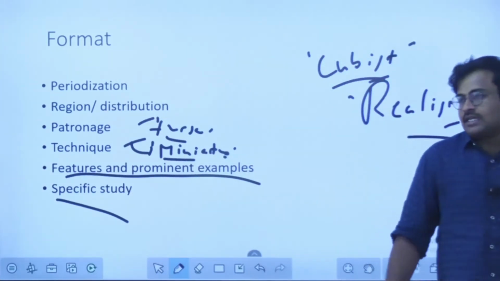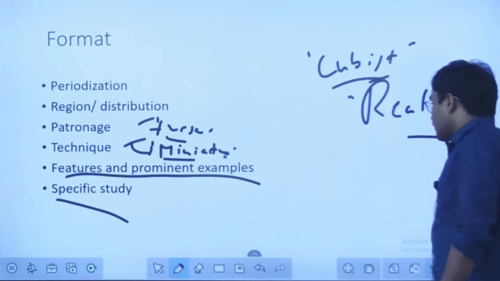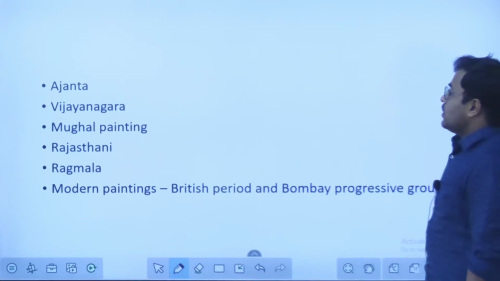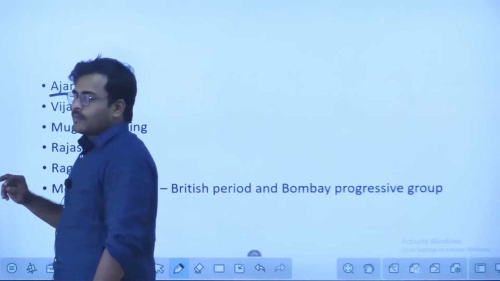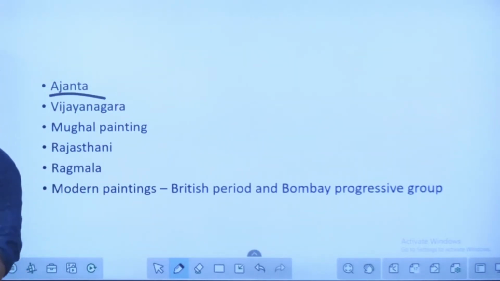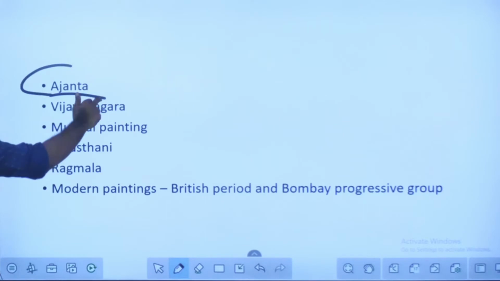Then in painting, I've just selected some themes for you. These are the themes. They can ask a question specifically on Ajanta too. Only the information on Ajanta can form part of one question. What are the features of Ajanta painting? Because it is considered to be the classical style of Indian painting, there is a good possibility of a question on Ajanta.